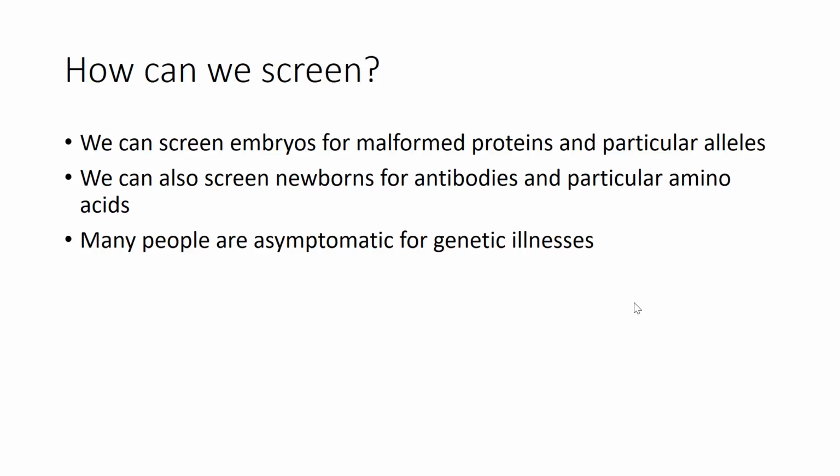And then we can screen virtually anyone. We can screen children, we can screen adults for genetic illnesses, noting that many people are asymptomatic for genetic illnesses until they present oftentimes later in life. So we can screen anybody in a number of different ways, in the same way you can embryos and newborns, looking for malformed proteins, particular alleles, antibodies, particular amino acids. And then you can always sequence the genome.